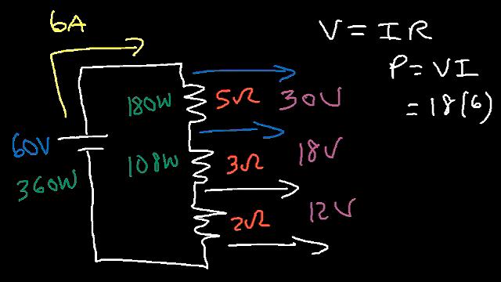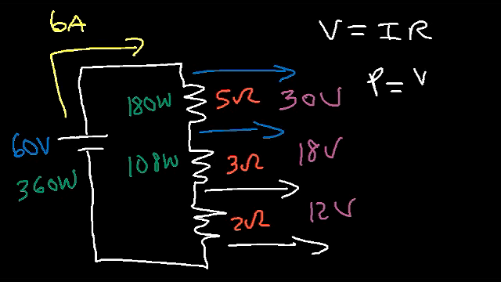Now what about the last one? Let's use the third form of the equation, V squared over R. So the voltage across the resistor is 12, and the resistance itself is 2. 12 divided by 2 is 6. 6 times the other 12 is 72.